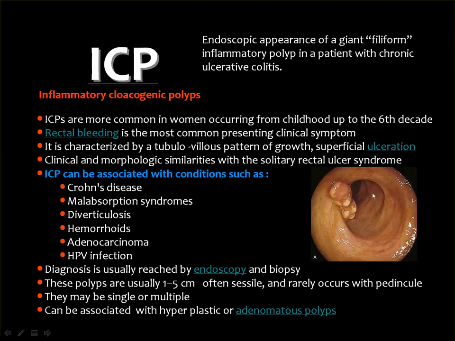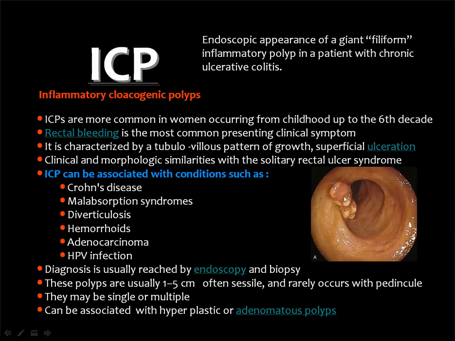They may present with bleeding, and they are characterized by a tubulovillous pattern of growth with superficial ulcerations. And actually, I failed to get an imaging, either CT or MRI, for such polyps, but a lot of endoscopic images are available.